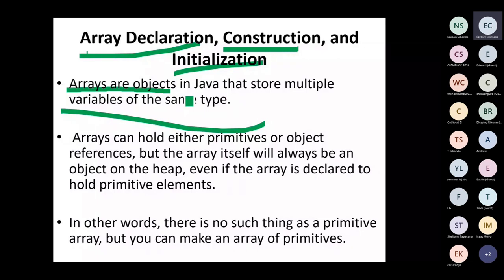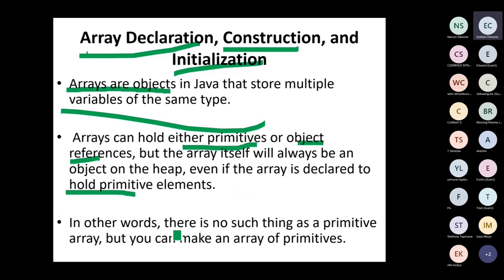I think we've actually talked about, earlier in our first lecture, what objects are in Java. I think you understand all of that. So arrays can hold either primitives or object references, but the array itself is always an object on the heap, even if the array is declared to hold primitive elements. Even if you declare the array to hold integers, it is always an object in Java.